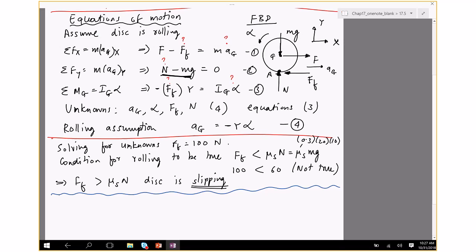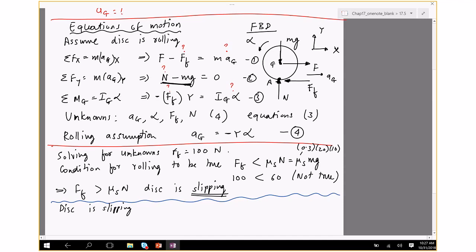So now we start solving it again. Disk is slipping. The good news is that you don't have to do too many calculations again. Newton's laws are always true. So equations 1, 2, and 3 are still true for an object which is slipping. The rolling assumption or the slipping assumption does not show up in those three equations. The fourth equation, AG equals minus R alpha, however, is not true. And it's not true because this point A is not at rest. It is slipping. It's moving with a velocity to the right.